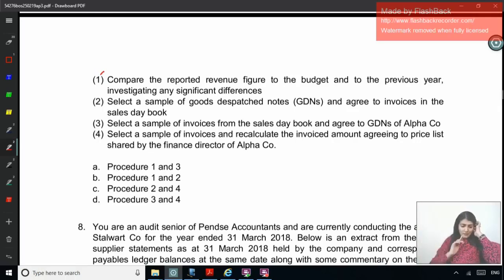Right, so obviously C and D is out. So out of this, one and three. So the correct answer over here is A. Right, is it clear to everyone?